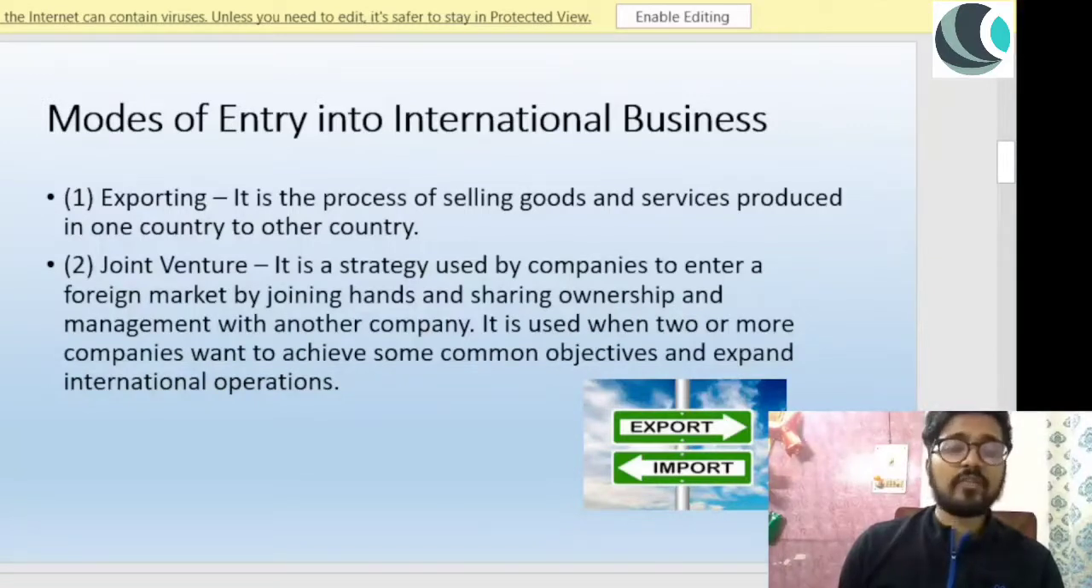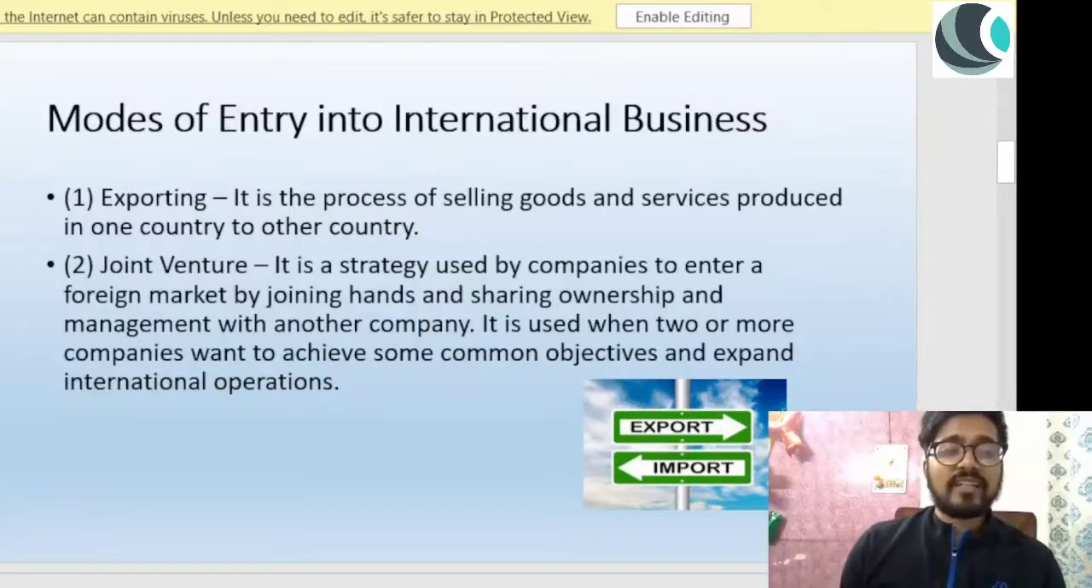It's not limited to the neighbor nations, but all around the globe, but I gave you an example of just the neighboring nations. So that is what basically the process of exporting is. The next one, what is a joint venture? You must have heard this term a lot of times when we studied in our bachelor's, in our master's, and even in our schooling, right?